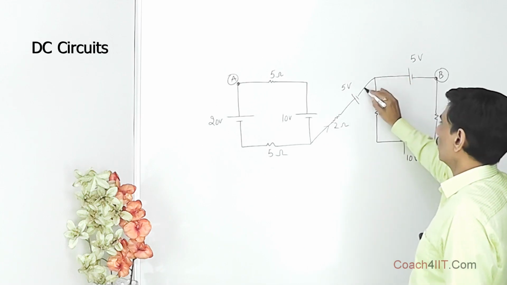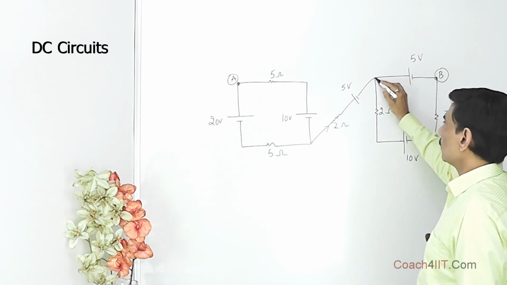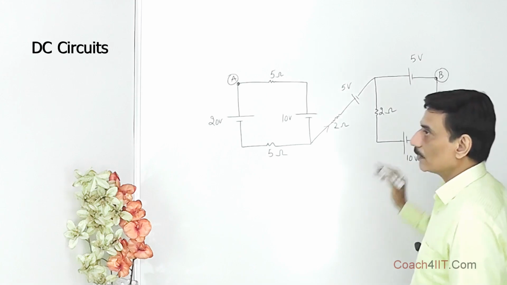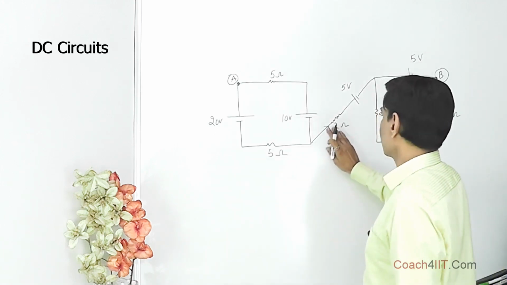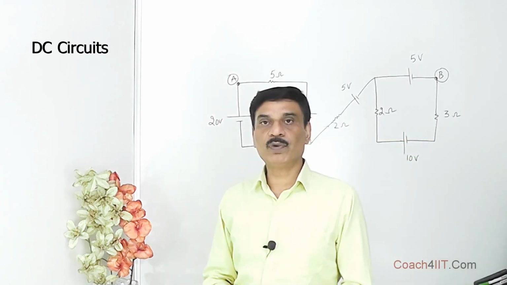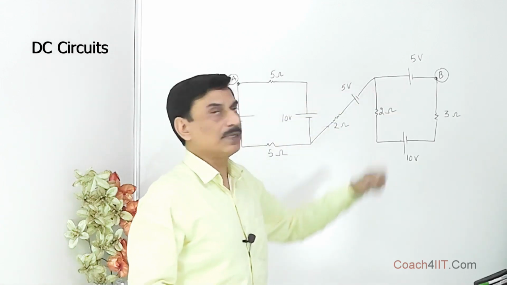No current can flow in this direction because if some current goes in this direction, it means that some charge has flown in this direction. It means the lesser charge will be going back to the battery, and that is not possible. As a result, the current in this arm is going to be equal to 0. Now we have to find the potential difference between these points A and B.